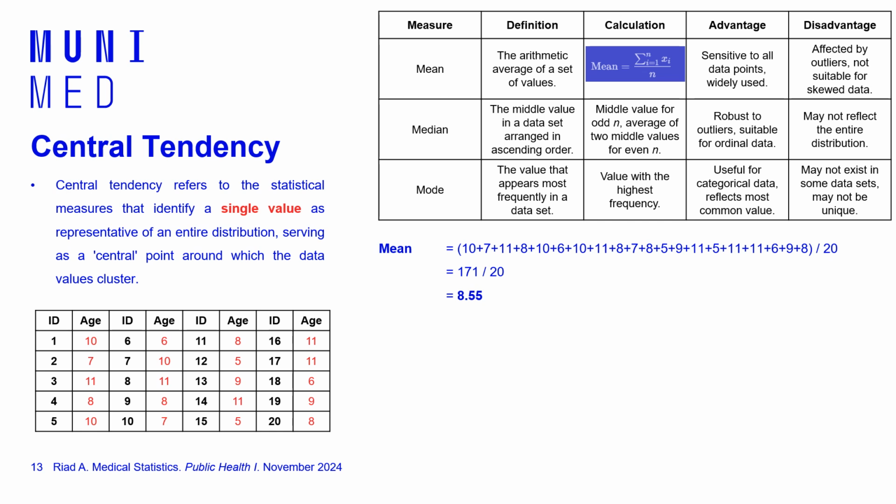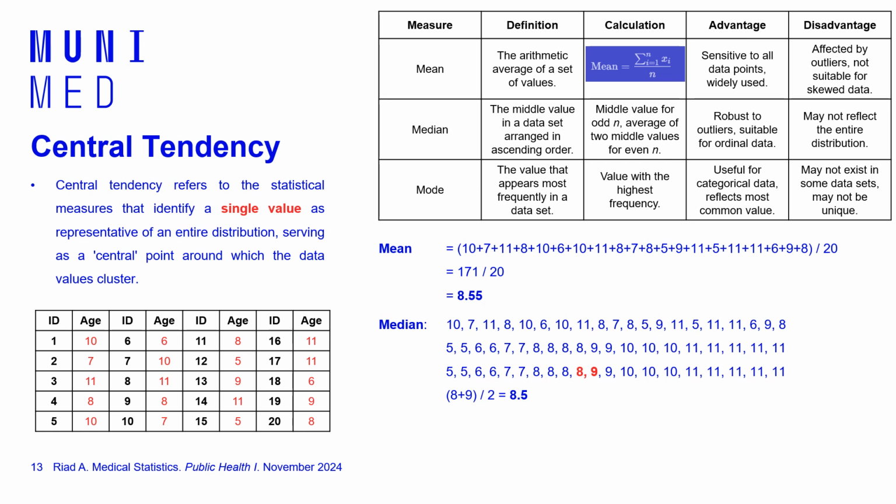The mean is amazing because it's sensitive to all data points and widely used, so it does not ignore any extreme values or outliers. However, it can also be affected by the outliers, which is the drawback of the mean. At the same time, we can get the median.